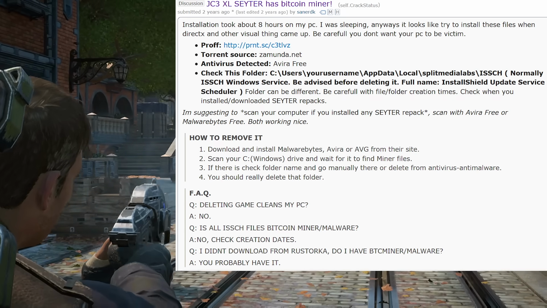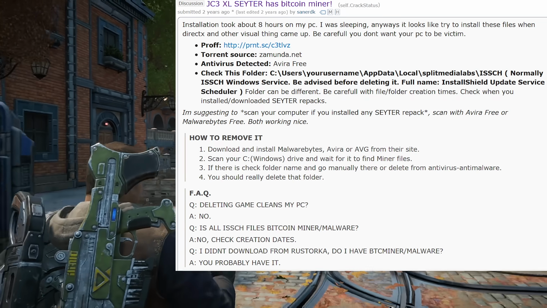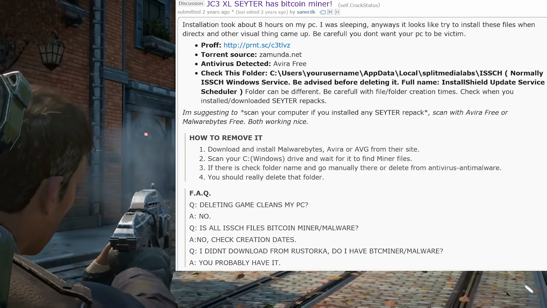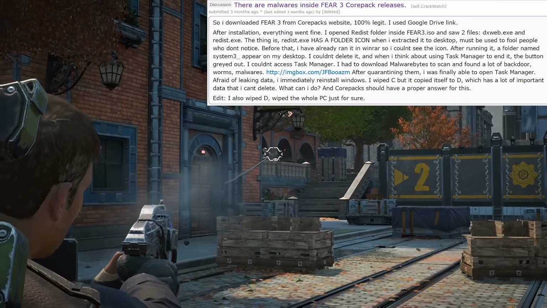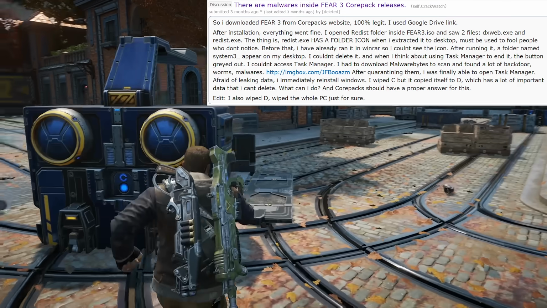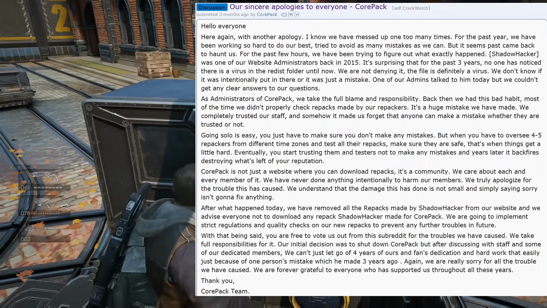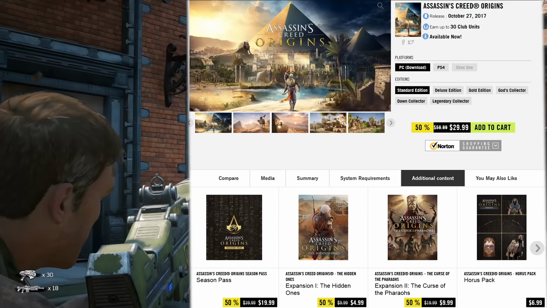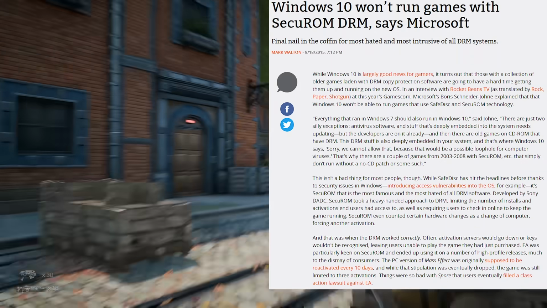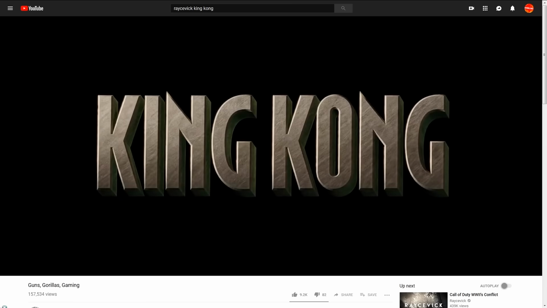Case in point, repacker Sater infected his Just Cause 3 and Rise of the Tomb Raider repacks with a Bitcoin miner, while Corpax releases carried a whole host of worms, viruses, and other malware, which they later had to admit and apologize for. Of course, the safest way to play games is to buy them, unless the game in question uses SecureROM or Starforce, a DRM so horrid it corrupted Reisevic's boot drive.